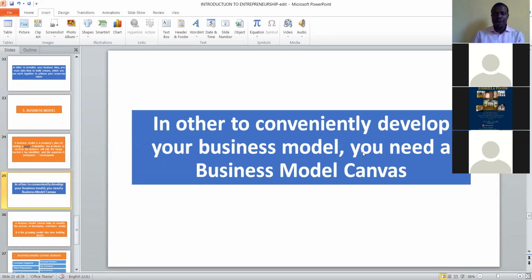It's like breaking down all the departments and functionality of your business organization into 9 building blocks. If you have a business model canvas, it will make it easier for you to present a bankable business plan. So I always advise that you prepare a business model canvas first before you develop a business plan, because it will give you a comprehensive understanding of what your business entails and all the functionalities and activities in your business enterprise.